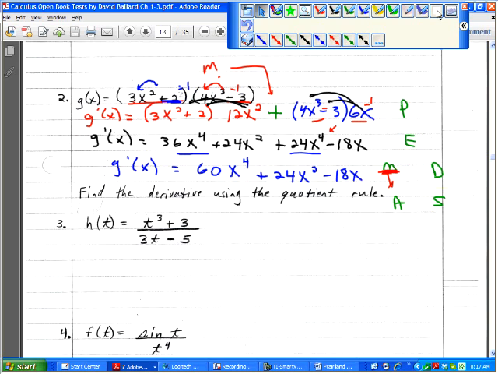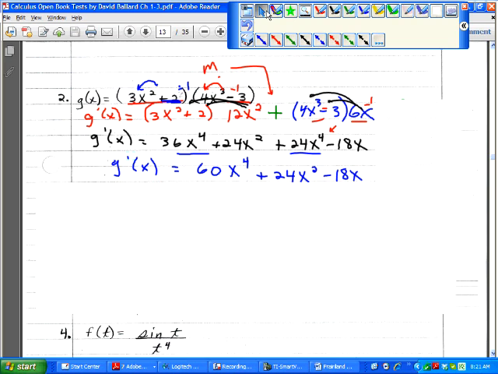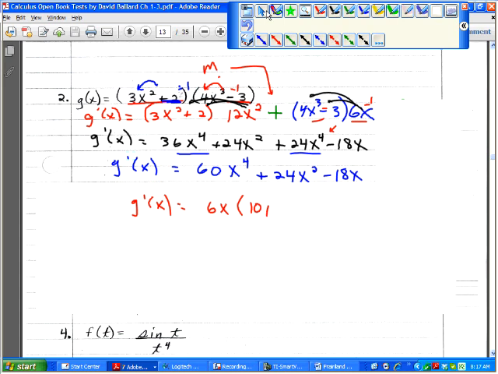Now, in Algebra 1, we would have said, okay, that's as far as you go. There's not any like terms. But then later, as we learn how to factor, we say, well, we don't want to leave it in non-factored form. We prefer to factor out those common factors. So we could factor out a common factor of 6x, and that would give us 10x cubed plus 4x minus 3. And this is what we prefer. If there's a common factor, we pull out that common factor.